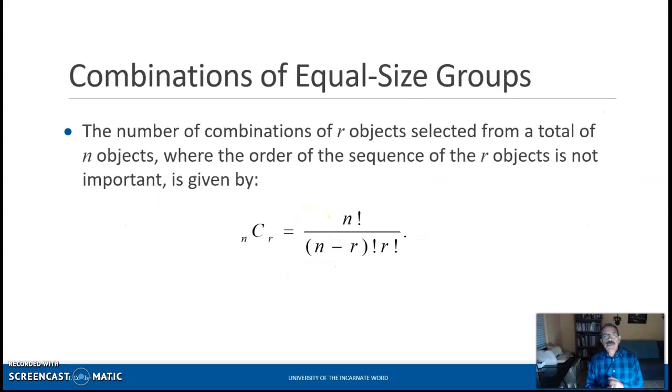Now, the combinations is the number of R objects that can be selected from N objects when the order of the sequence does not distinguish one outcome from the other. So in this case, the number of combinations of N objects in groups of R is N factorial over N minus R factorial, but now we divide by R factorial. So this eliminates all the extra counts where the sequences do not indicate a new outcome.